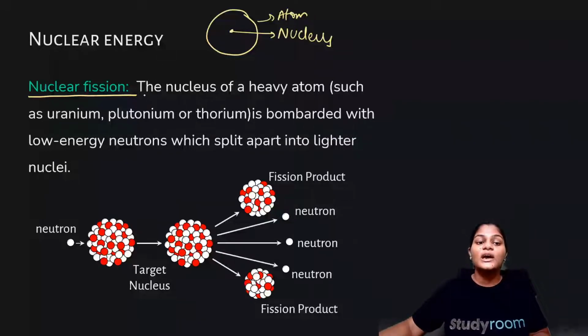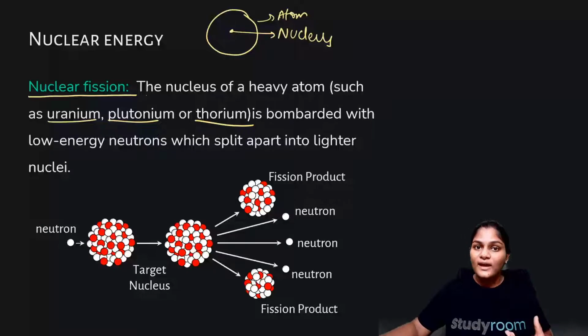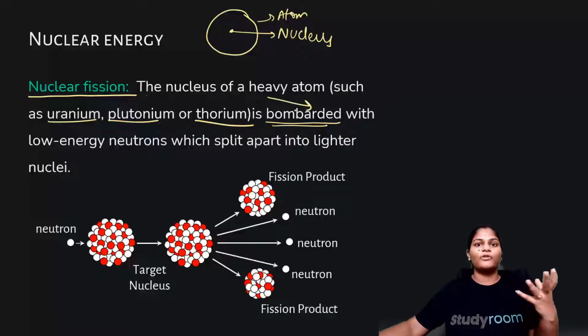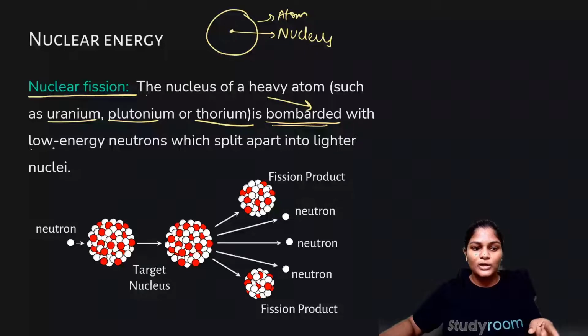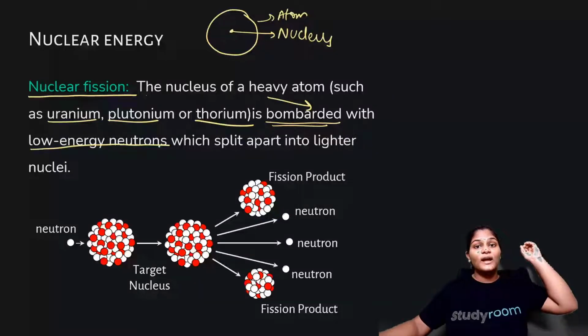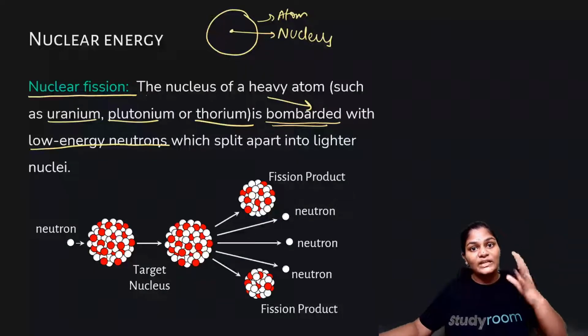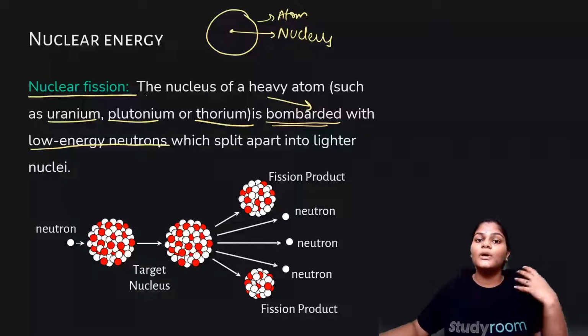So here it says, the nucleus of a heavy atom such as uranium, plutonium and thorium, these are very heavy atoms. When this nucleus is bombarded, what does bombarded mean? When it is in one way attacked. Bombarded with low energy neutrons. So it's kind of like they're continuously, at very high speed, thrown at it. That is what bombarded means.